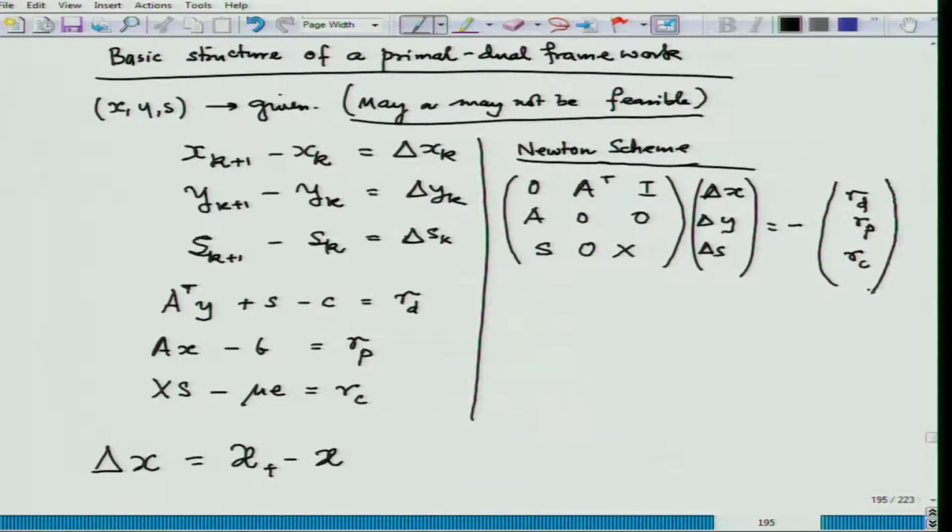This is exactly my Newton scheme, but if all are 0, these two are 0, then 0, 0, minus RC. Now, can this system of equations have a solution? I can slightly modify this equation. Because x and s are strictly bigger than 0, since when we start, a standard assumption is that the interior point condition holds.